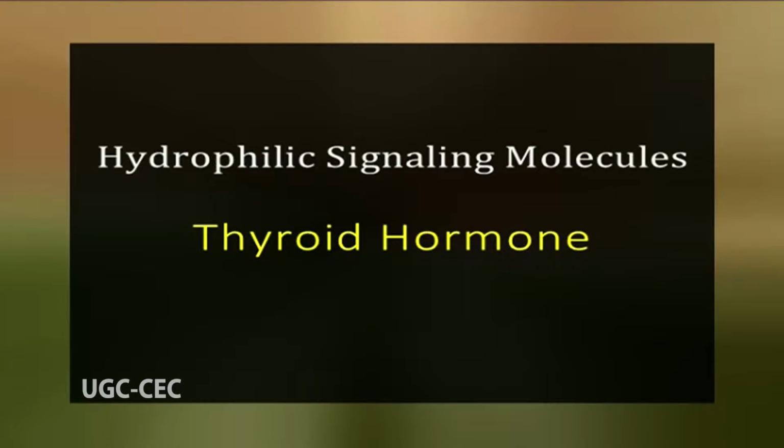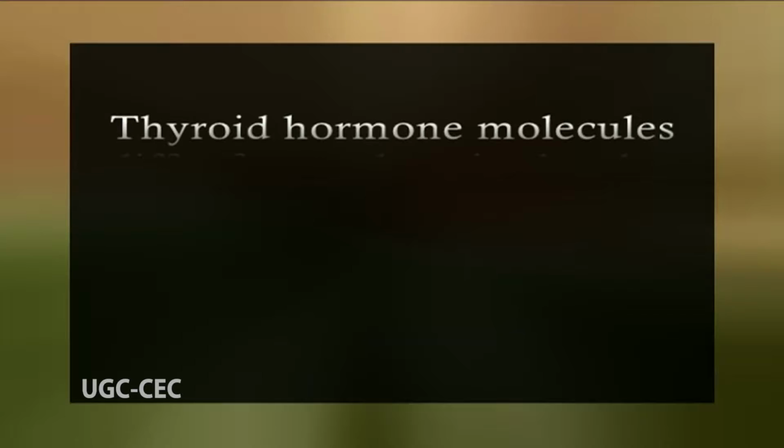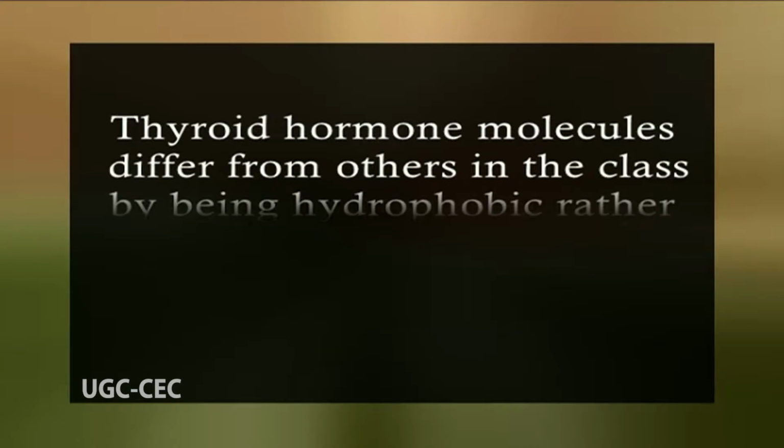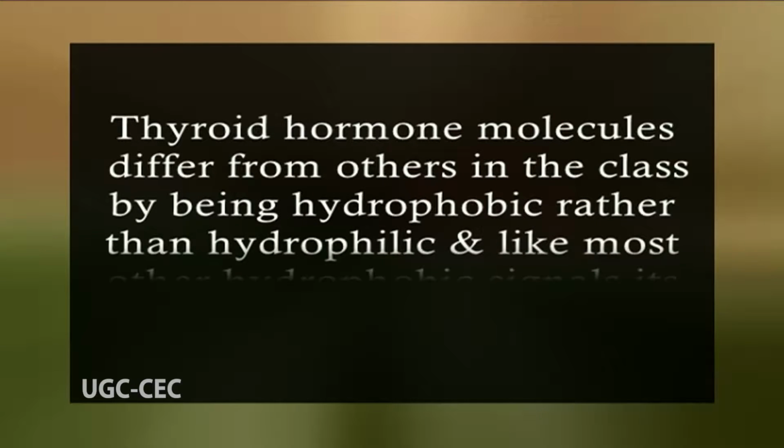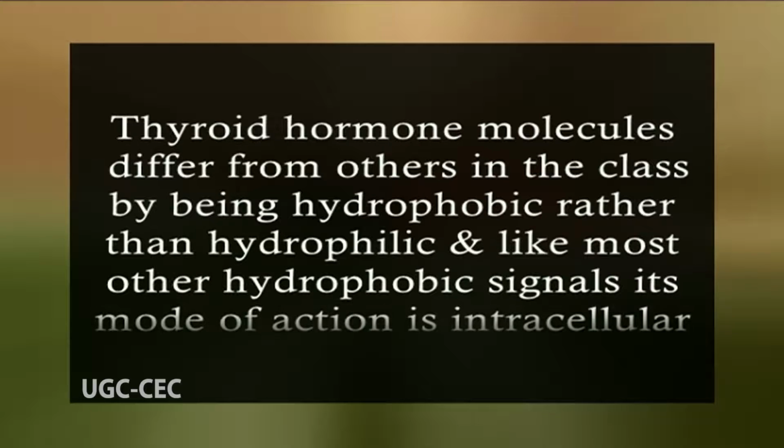Thyroid hormone. Thyroid hormone is derived from 2 tyrosine molecules. Thyroid hormone molecules differ from others in the class by being hydrophobic rather than hydrophilic, and like most other hydrophobic signals, its mode of action is intracellular. Even though thyroid hormone is hydrophobic and has intracellular receptors, the molecules do not passively diffuse across the plasma membrane but must be actively transported across to reach their receptors.